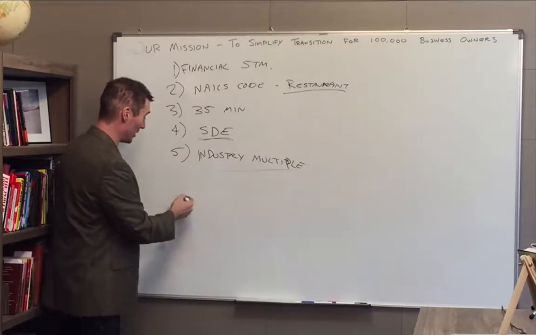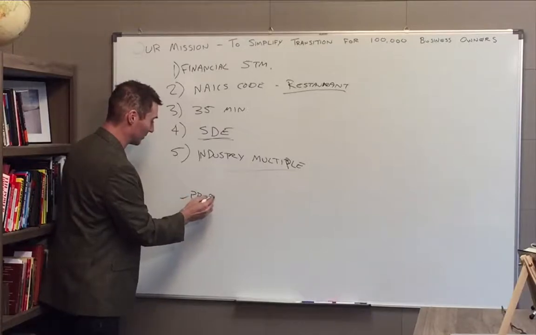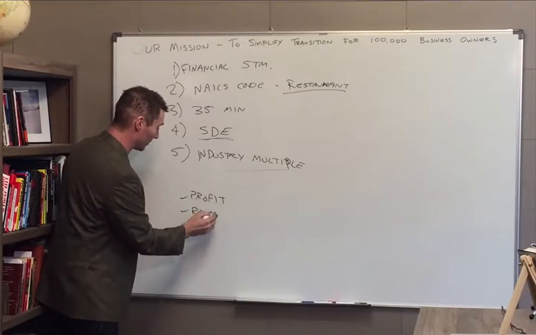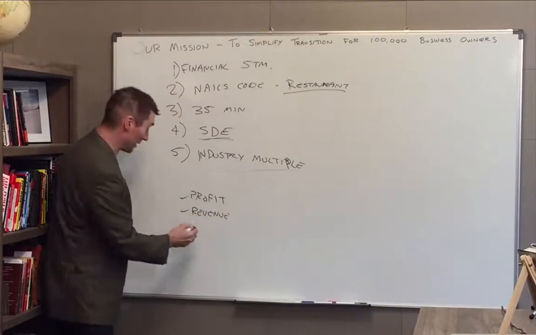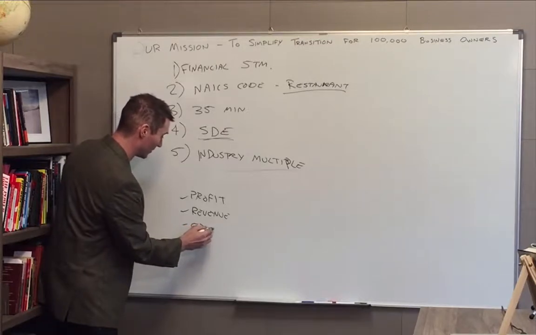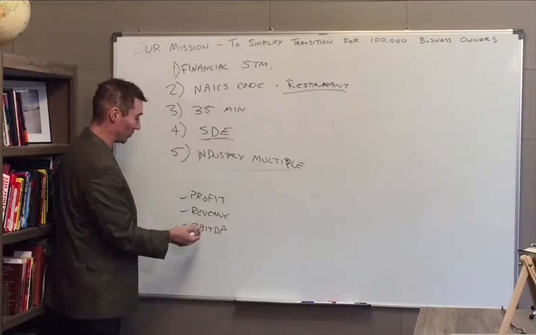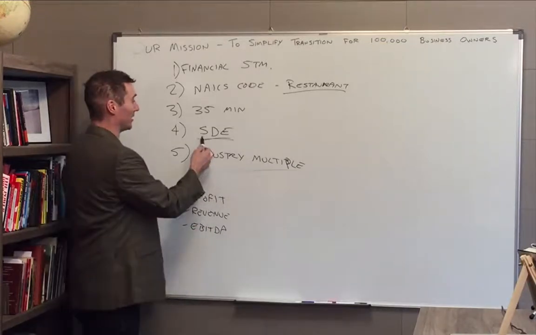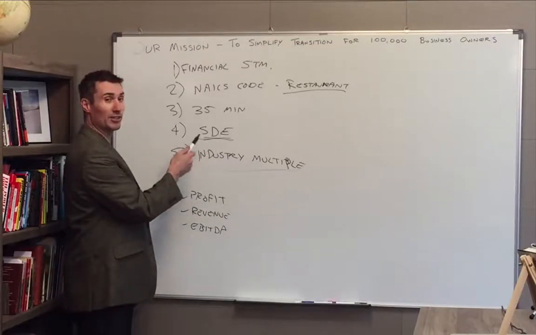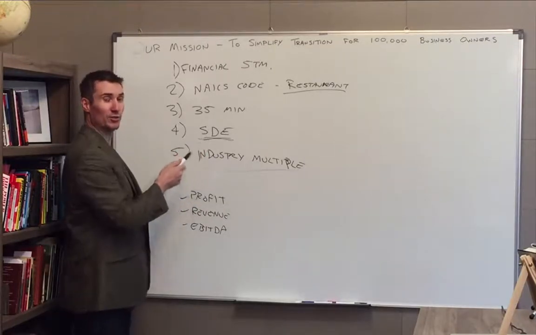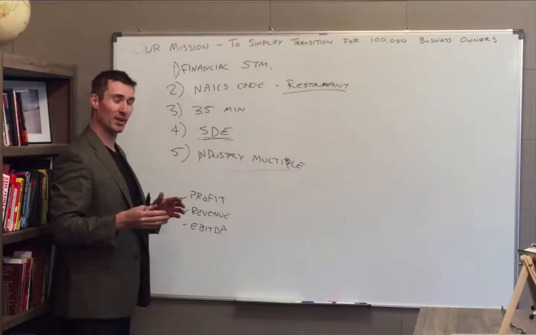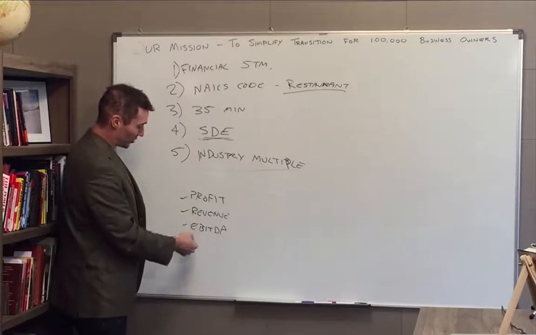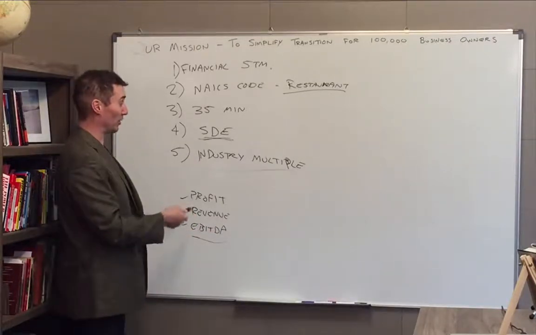You might be multiplying to your profit, or you might multiply against your revenue, and you multiply against your EBITDA, which is earnings before interest, tax, depreciation, and amortization. Now, what we're doing today is we're doing multiple by seller's discretionary earnings, and this is the number that's used for companies that are doing sales under $2 million. If they're doing sales above that, you're going to start using your EBITDA as what you multiply against.